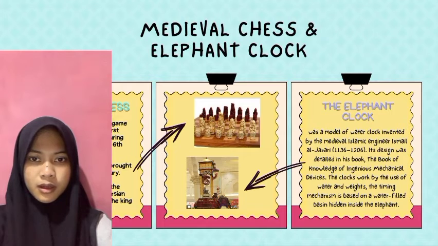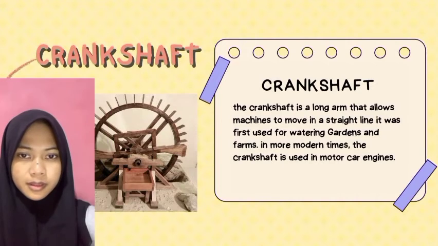The elephant clock was a model of water clock invented by the medieval Islamic engineer Ismail al-Jazari. Its design was detailed in his book, The Book of Knowledge of Ingenious Mechanical Devices. The clock works by the use of water and weight. The timing mechanism is based on a water-filled basin hidden in the elephant.